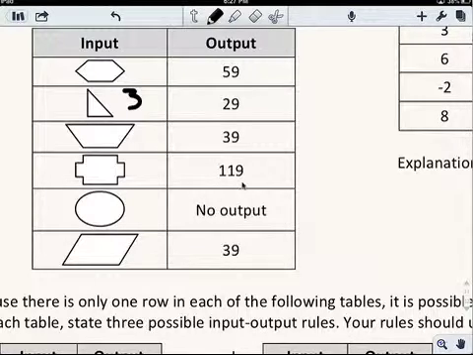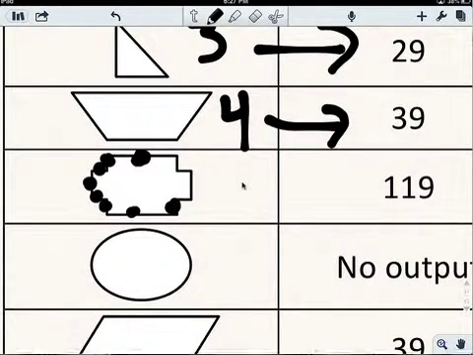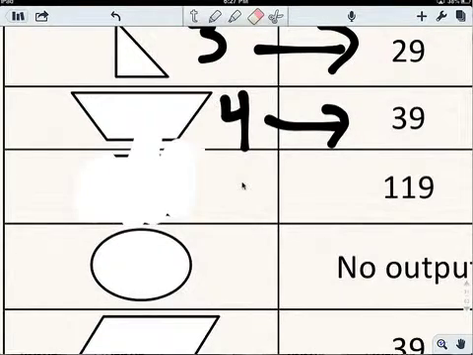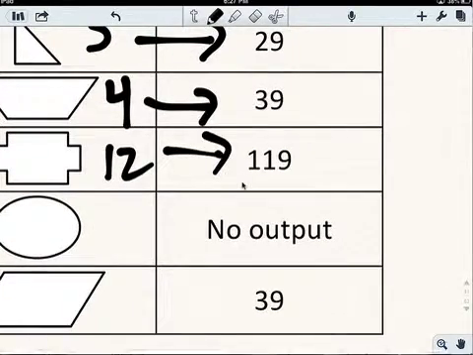And since there's 3 sides on it, I'm going to try to think about how that might relate to the fact that there's 29 for the output. I don't quite know yet, so I'm going to keep looking. This one has 4 sides, and it has 39 as an output. And then this shape, I'm going to zoom in and count here. 1, 2, 3, 4, 5, 6, 7, 8, 9, 10, 11, 12 sides. So I've got 12 sides, and that gives 119.